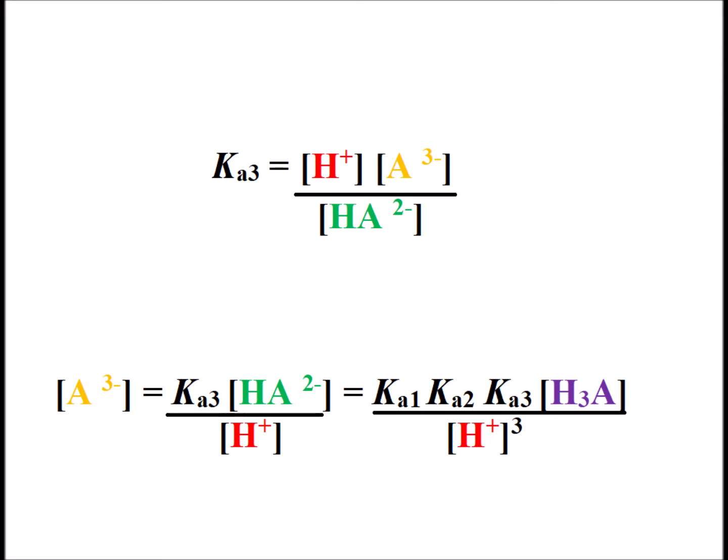We do this procedure one more time. We rearrange the expression for Ka3 in such a way as to get an expression for the concentration of A3 minus, and we get that it's Ka3 times the concentration of HA2 minus over H plus, and then we realize that we already have an expression for HA2 minus. When we substitute all that together, we get that the concentration of A3 minus is Ka1 times Ka2 times Ka3 times the concentration of H3A, all divided by the concentration of H plus cubed.